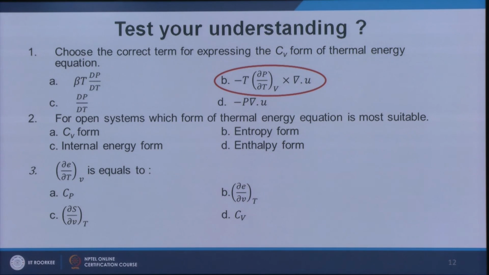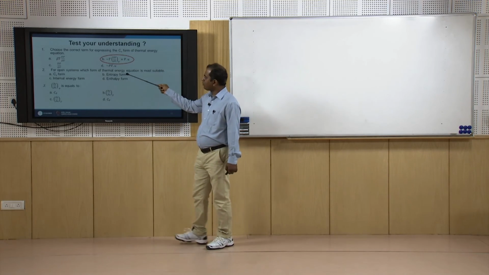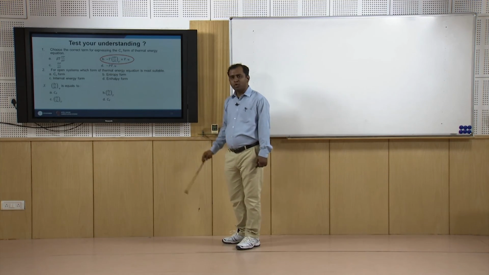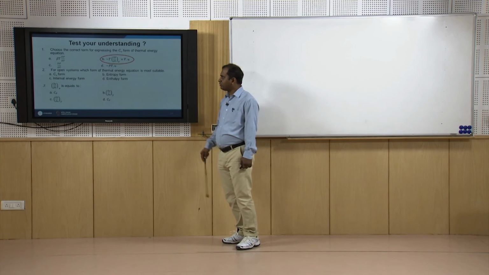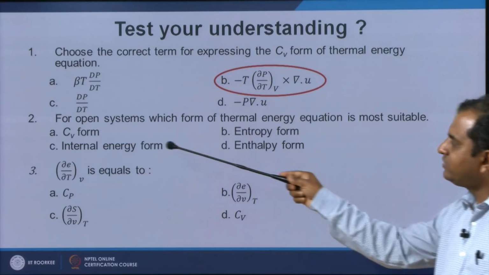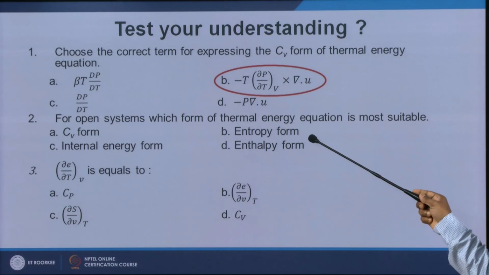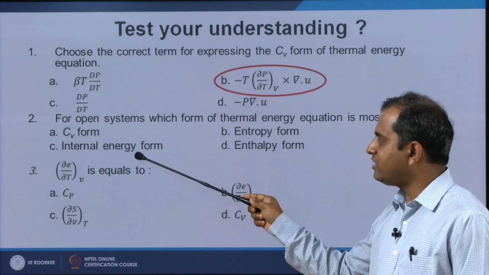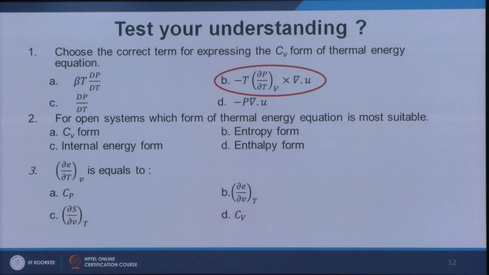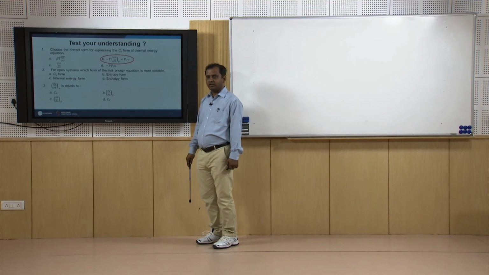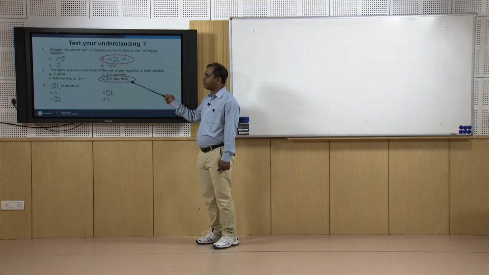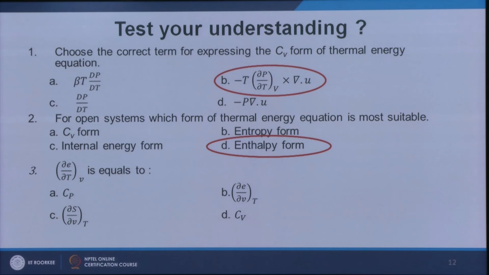The next question goes like this: for an open system, which form of thermal energy equation is most suitable? We have seen 5 different forms. Out of that, we have the options CV form, entropy form, internal energy form, and finally enthalpy form. All of you have probably guessed from your basic knowledge of thermodynamics that for an open system, obviously the enthalpy form will be required. So, this is the correct answer.